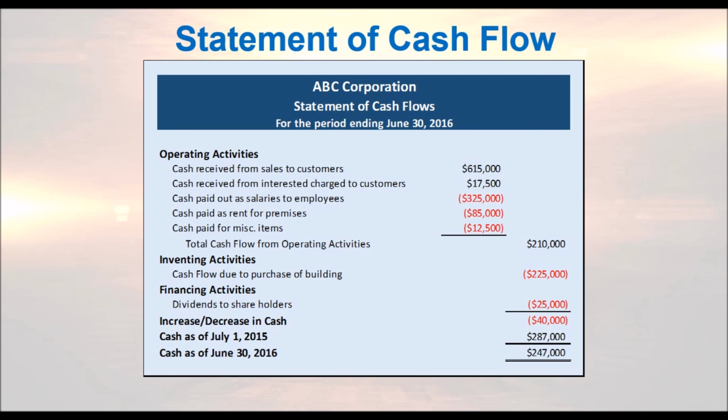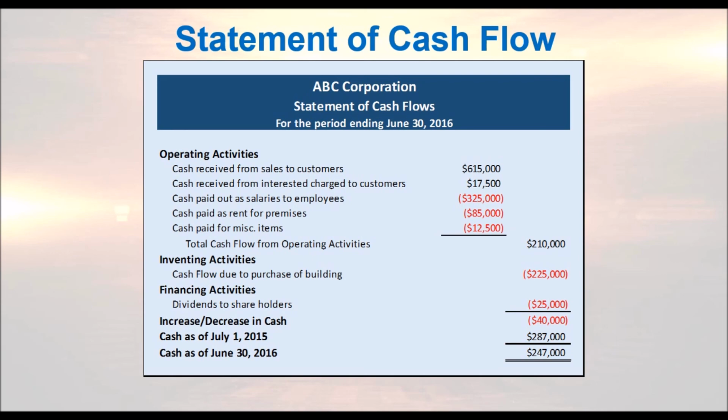Now, cash flow due to investing activities. We bought a building for 225,000, and we paid. And financing activities, we paid dividends to shareholders of 25,000. So there was a net increase or decrease. In this case, there was a net decrease of cash of 40,000.